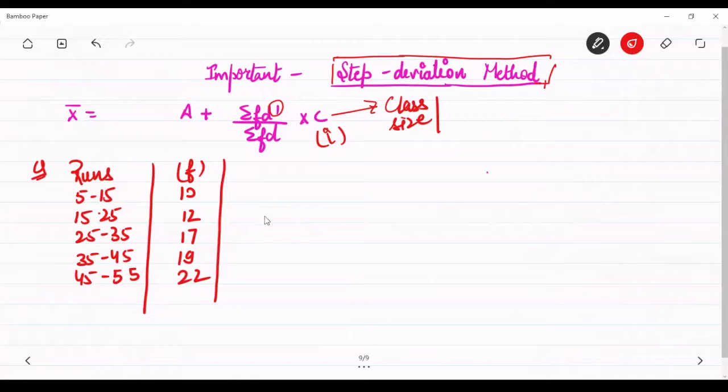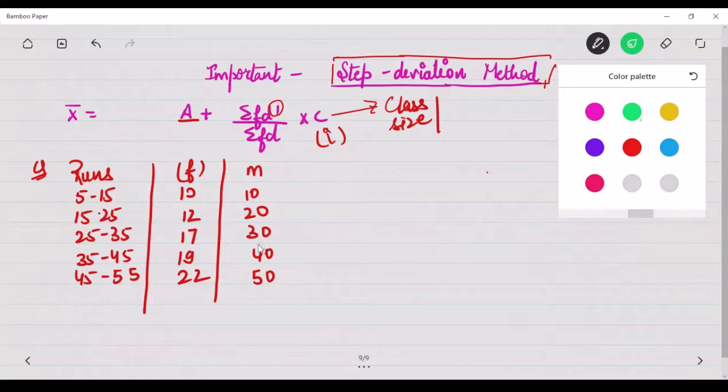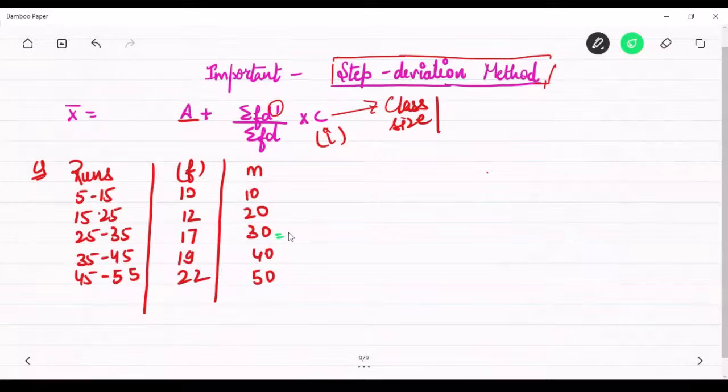Now what are the requirements under this method? First we need to have an A, right? And as I told you earlier, in the continuous series we calculate A from M only. M is the midpoint. So first we need to calculate M. The midpoint between 5 to 15 is 10. Then we have 20, then 30, then 40, and then 50. I am assuming 30 as A. So according to me, A is 30.